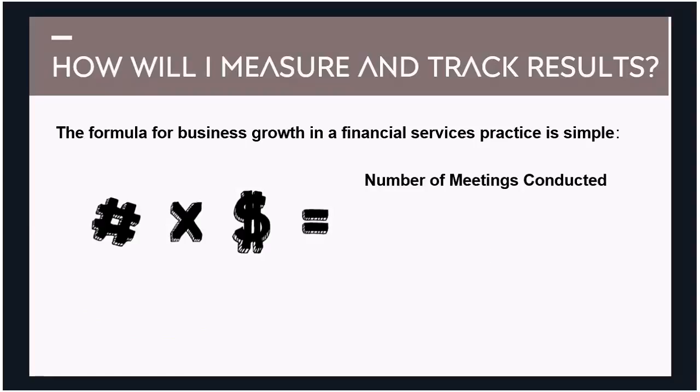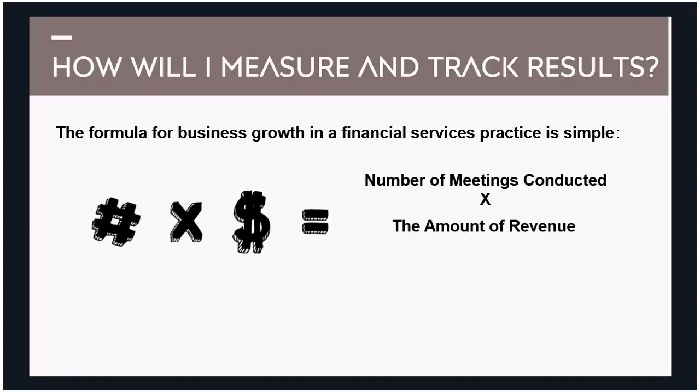Now, if you can increase the amount of revenue you generate per meeting, guess what? You're going to grow. So you could have the same number of meetings, okay? But let's say instead of doing $500 in revenue per meeting, you did $600 in revenue per meeting. Same amount of work, same number of meetings, your revenue is going to grow.